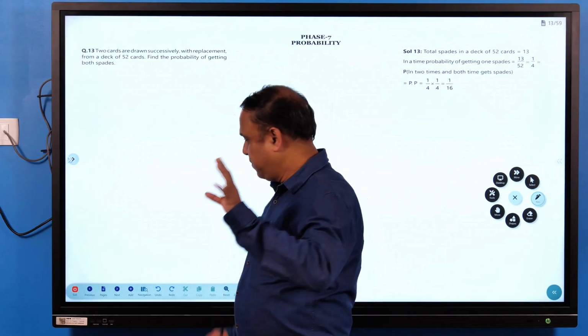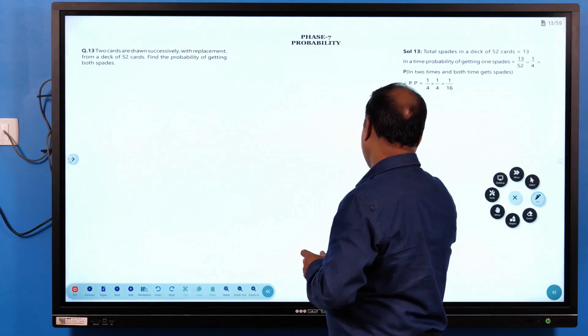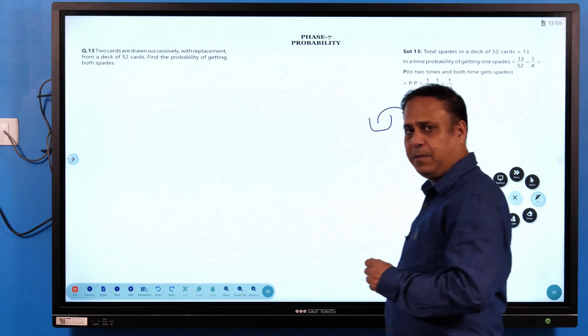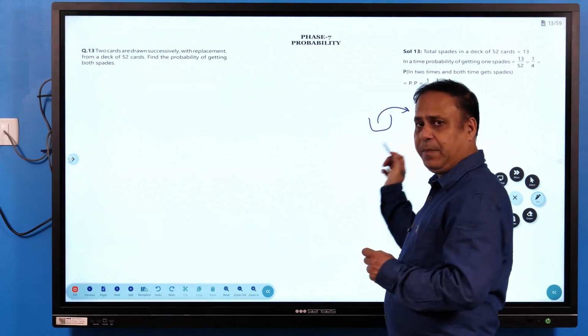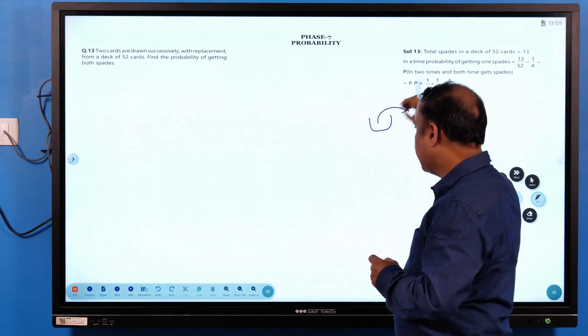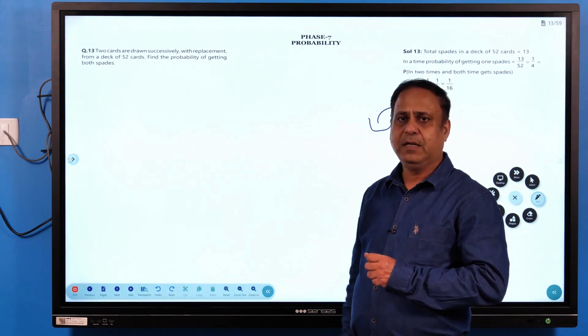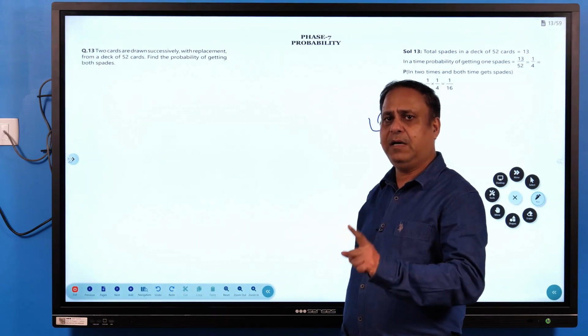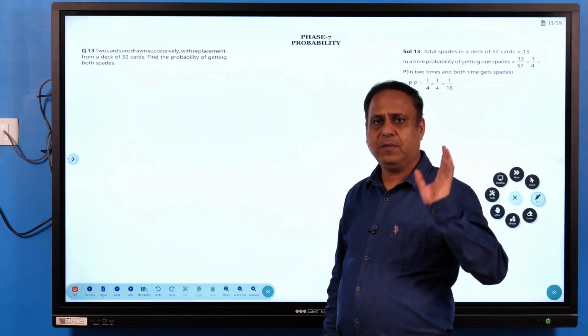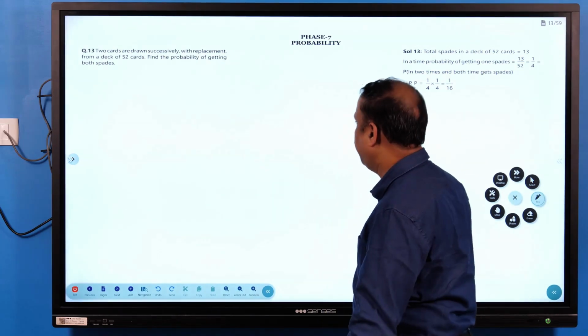That means if, for example, you have drawn a card or a marble, anything, and you are not replacing it, and then you want to draw the second one, then you will definitely ask, sir, what was the color of the first one? That means the color of the second will depend on what was drawn the first time. So they will become dependent.